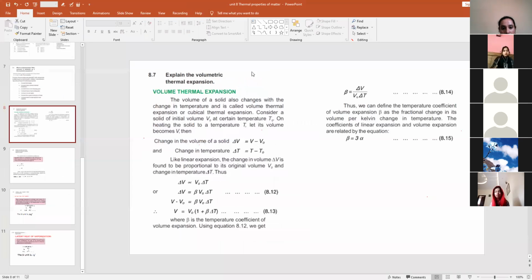Then the next question is 8.7. Explain the volumetric thermal expansion. You just have to explain the volume thermal expansion. Also, you have to do the calculations that were discussed in the class till beta is equal to 3 alpha.